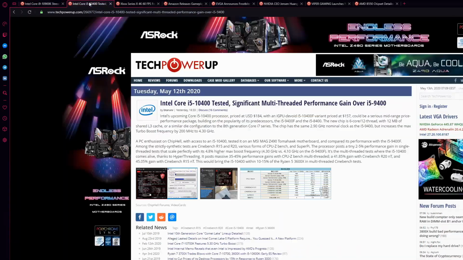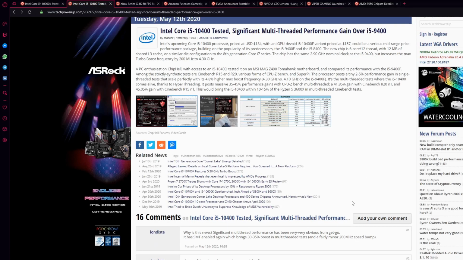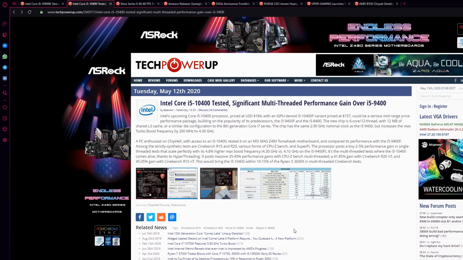Anyway, next news. The Intel Core i5-10400 was tested. Significant multi-thread performance gain over the i5-9400. That means that the new generation of Intel is significantly better than the previous one, and this test is showing it to us. 4.30 GHz versus 4.10 on the i5-9400F. Good job, Intel. It looks like your new processors are doing well.